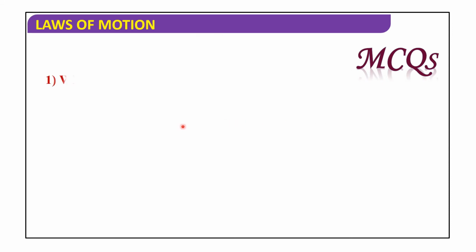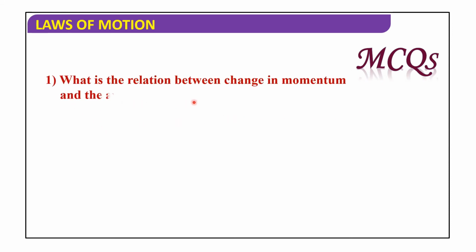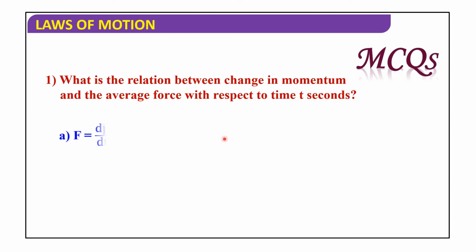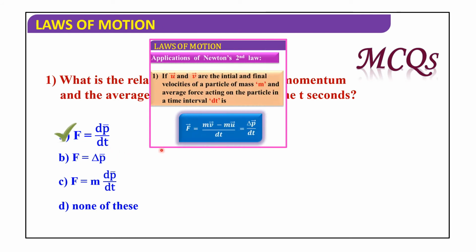Now let us discuss MCQs. What is the relation between change in momentum and the average force with respect to time t seconds? F equals dp by dt, F equals delta p, F equals m dp bar by dt, or none of these. So the relation between momentum and average force with respect to time t seconds is F equals dp by dt. F equals (mv minus mu) by t, so that is delta p by delta t, that is dp by dt.